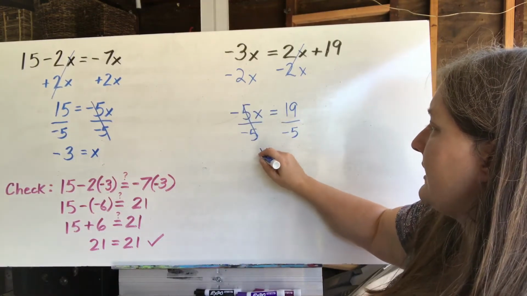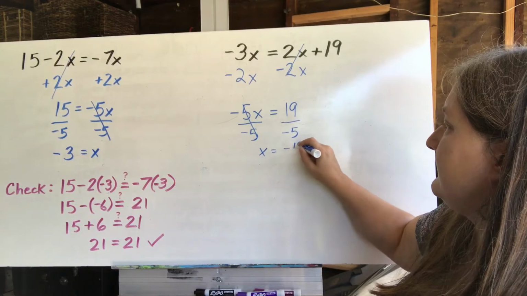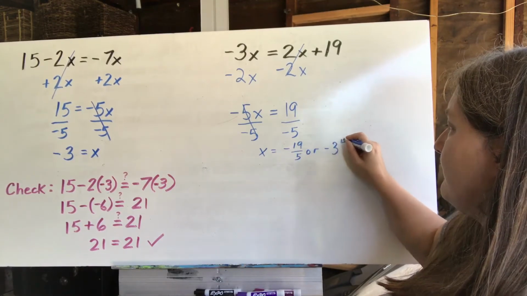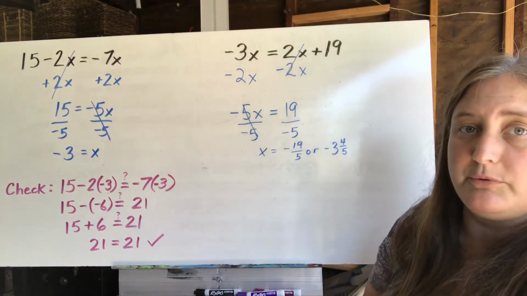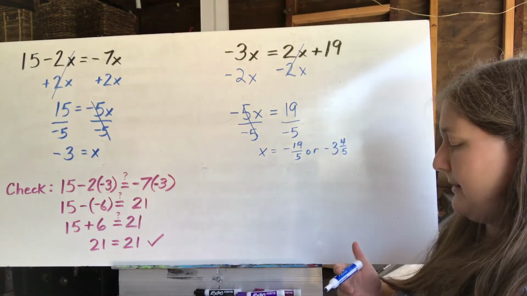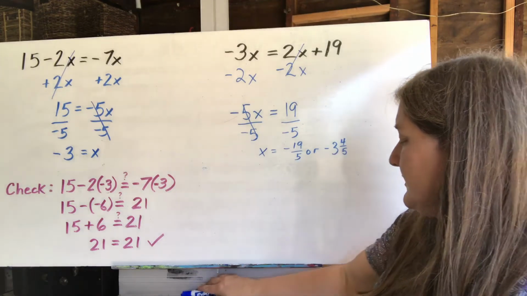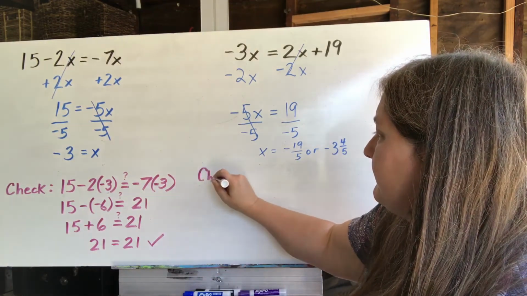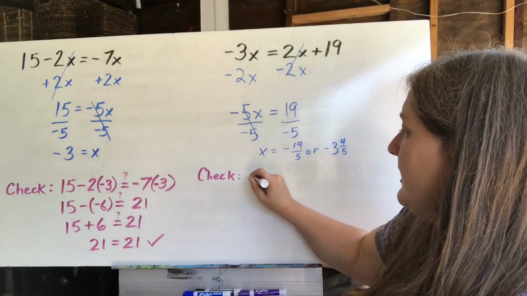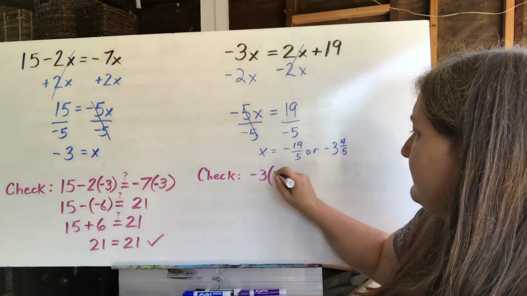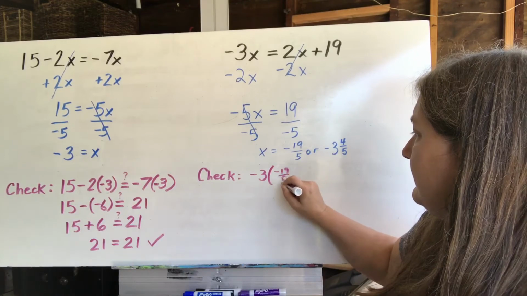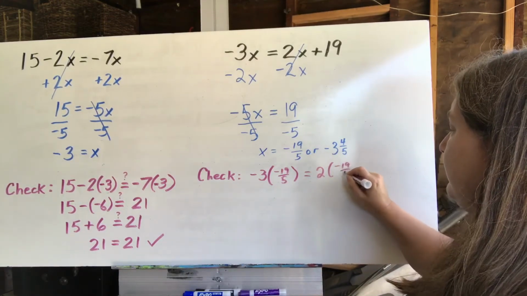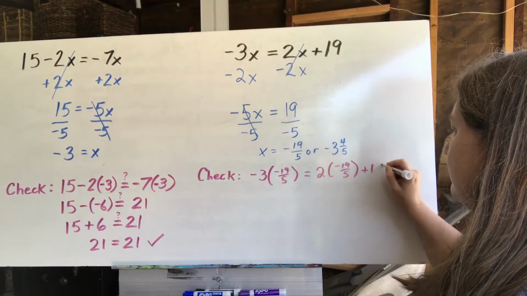And for my value of x, I get x equals negative 19 fifths, or I could do it as a mixed number. It'd be negative 3 and 4 fifths. So whichever you prefer. So I'm going to plug that back into my problem here, make sure that I check it and that it works out. So for my check, I'm putting in negative 3 times negative 19 fifths equals 2 times negative 19 fifths plus 19.